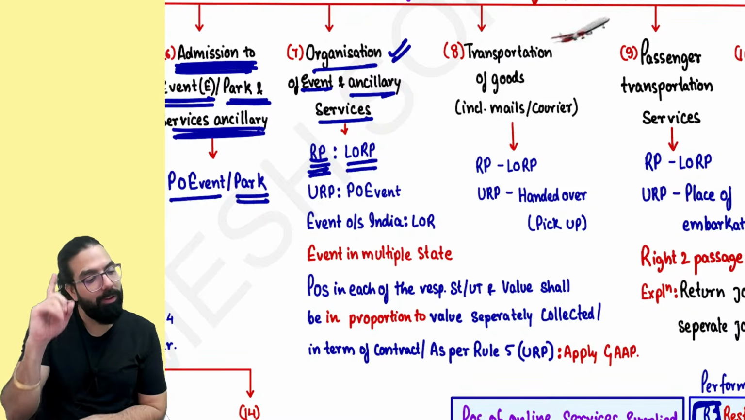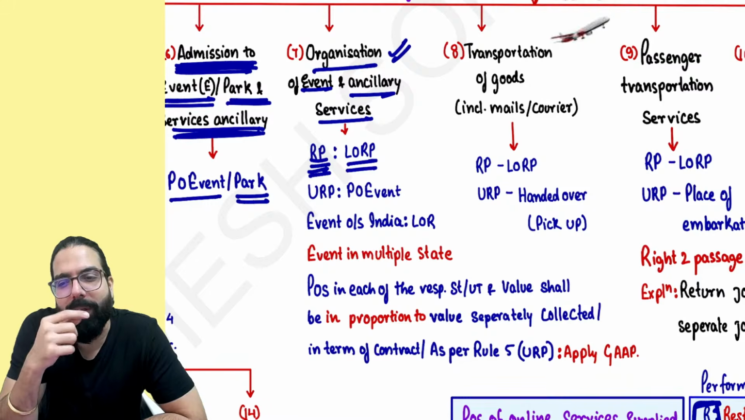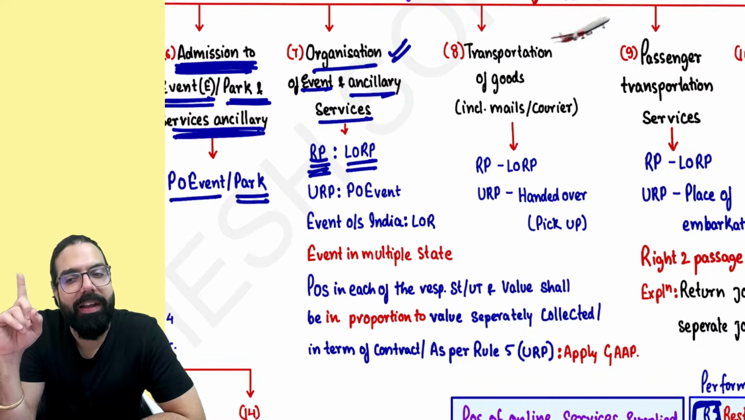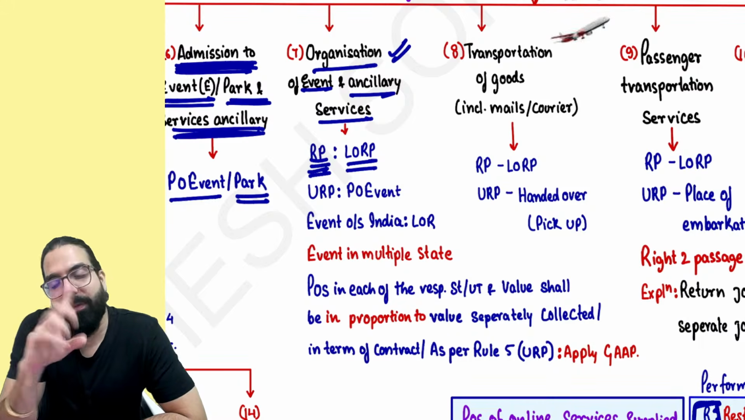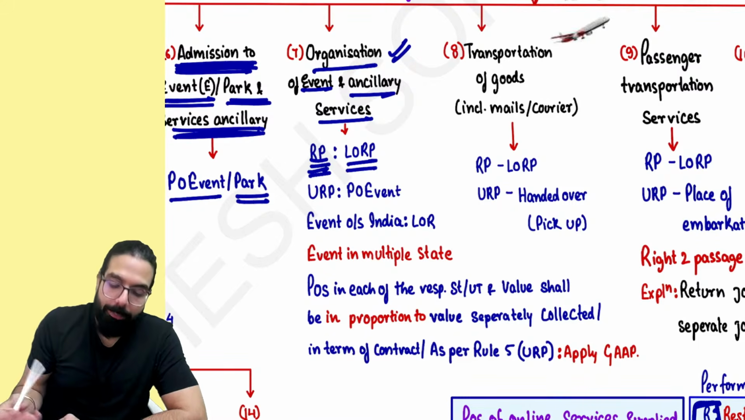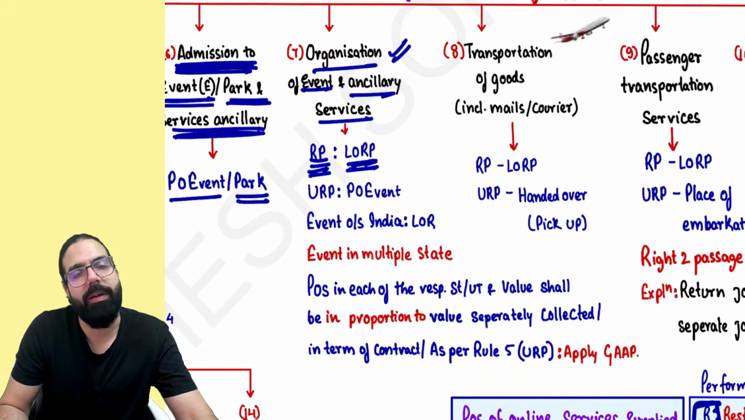So the place of supply will be what, everyone? Tell me quickly. If I am doing an event for ICAI Delhi, which is registered in Delhi, but the event is happening in Goa, the place of supply will be Delhi because I am doing it for a registered person. Doesn't matter where the event is happening.